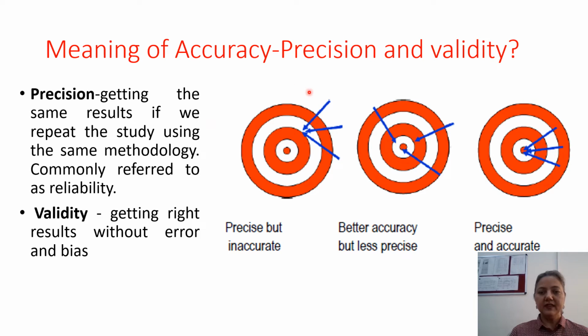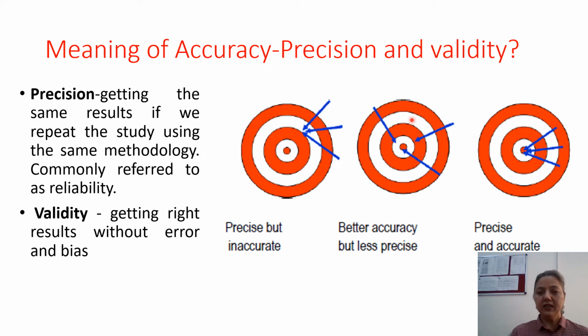So if we see this diagram, here we can see the results are at one point. We are getting almost similar results on repetition. But we actually wanted to reach or target this bullseye. These results indicate that they are repeatedly coming the same, but they are very far off from the bullseye. So this study is indicative that the results are precise, but they are not accurate.